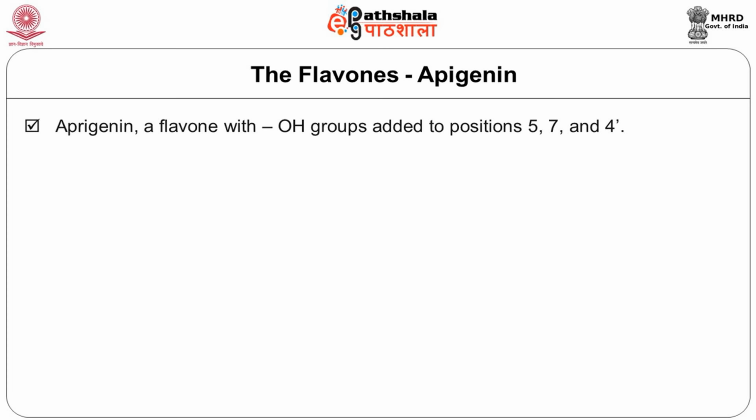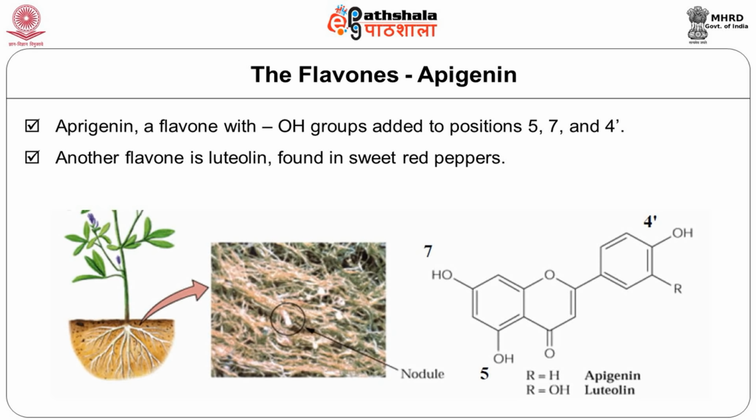Another flavone is luteolin, found in sweet red peppers. Both act as signaling molecules that induce nod factors in compatible interaction with rhizobium bacteria, that is, nitrogen-fixing root nodules. Mostly it is found in legumes, like alfalfa, for example. The flavones originate from the flavonoid naringenin. The pathway, if you can look at, has been synthesized.